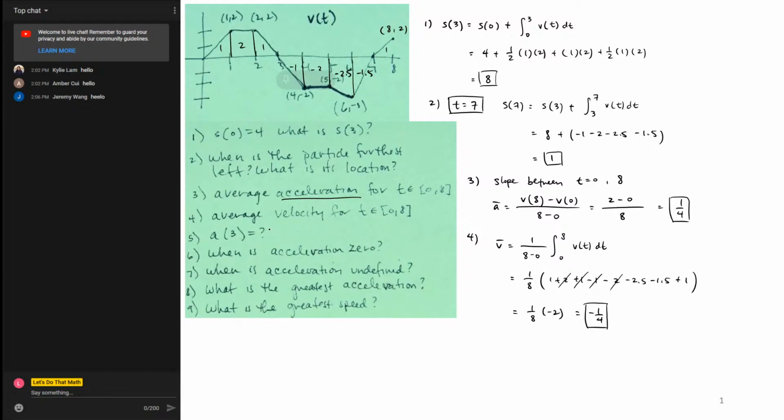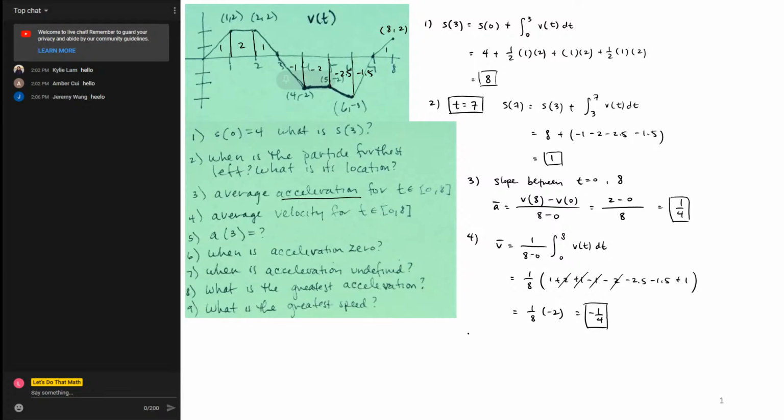Number 5, what is a of 3? Well, a of 3 is just going to be the slope of the tangent line when t is equal to 3. That one's pretty easy because we just use the slope of that line here, right? Because a tangent line to a line is just going to be the line itself.